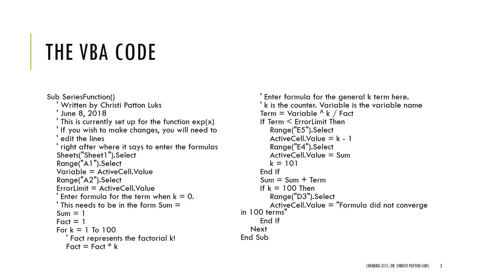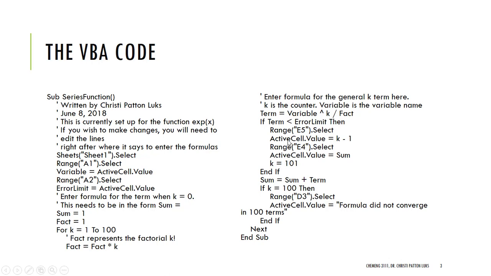Remember r sub n, the remainder for the nth term, is the n plus first term, as long as it's reaching a maximum at my point here. And so if that term is less than the error limit, then I'm going to go to a new cell, cell E5, and I'm going to put the value there. Active cell value is going to be k minus 1. So I'm going to write to that cell.